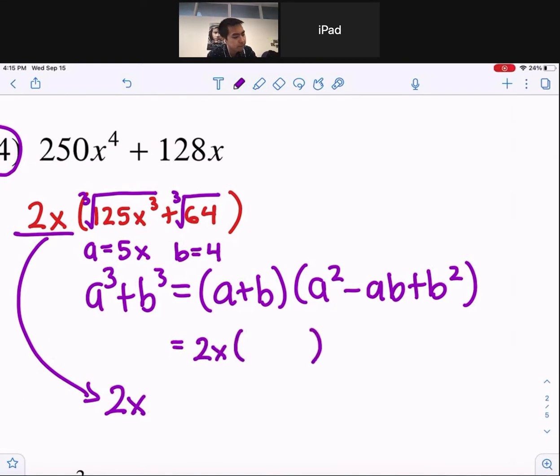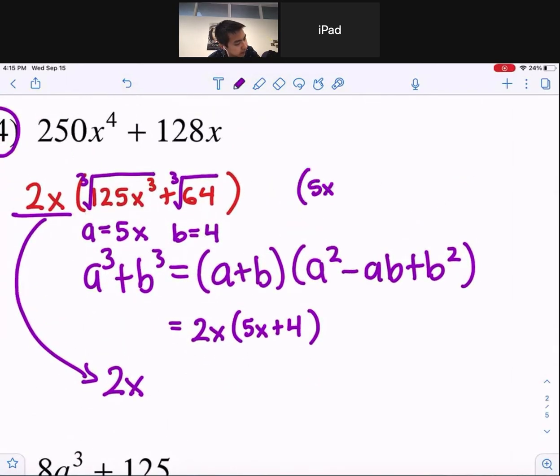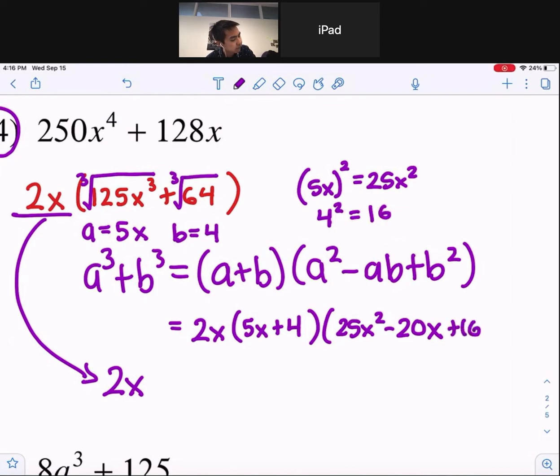Our a plus our b is 5x plus 4. Now, we have a to the second, which is 5x raised to the second power, and that's 25x squared. Our a times our b is 5x times 4, that's 20x. And our b to the second, what's 4 to the second power? That's 16. And there is our factors.